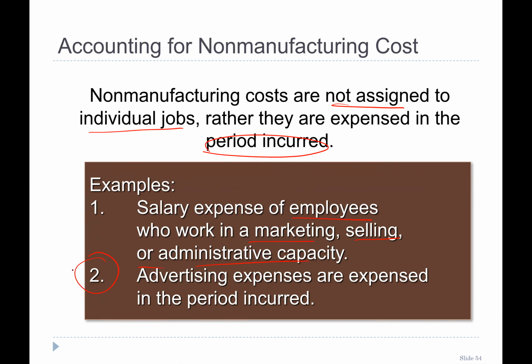Number two, advertising expense that is expensed in the period incurred. So we purchase a billboard that will show our advertisement for a whole month. That is our advertisement expense, that is non-manufacturing cost.